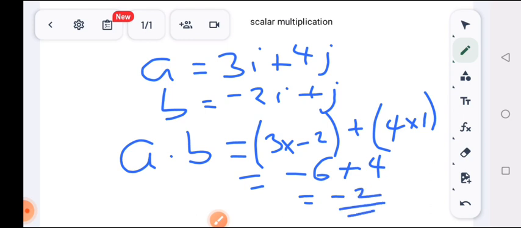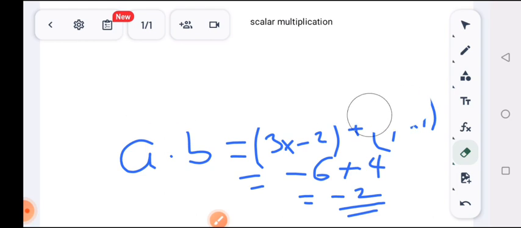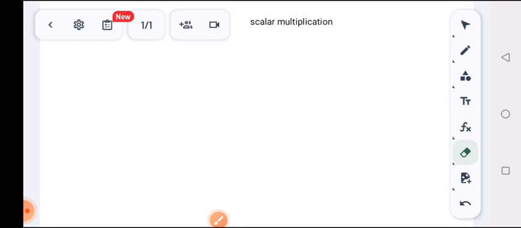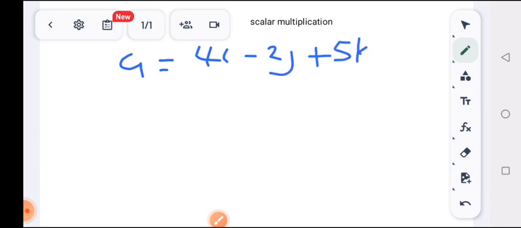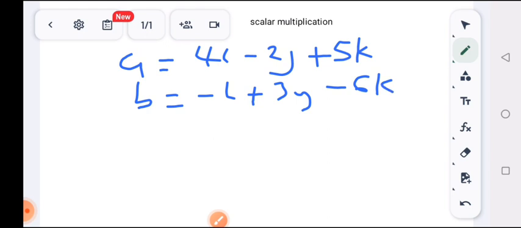Now if it happens that my vector has more than 3 unit components, maybe i, j, and k, it will be the same procedure. Let's say for example that what I have for my vectors is a, for example, to be 4i minus 2j plus 5k, right? And b is minus i plus 3j minus 6k. Let me just leave it like that, a and b.